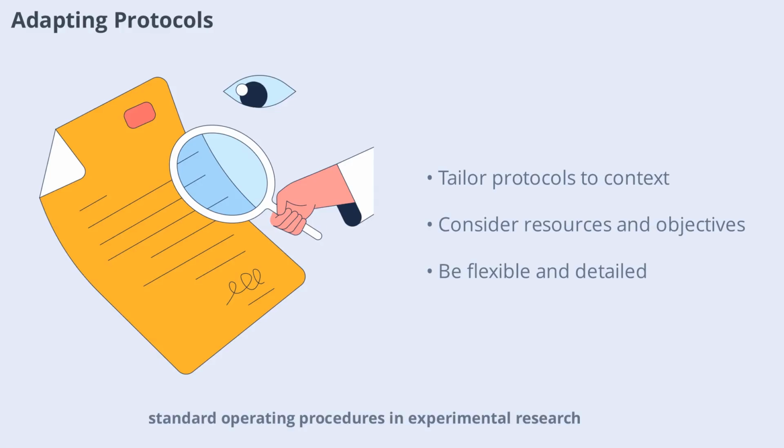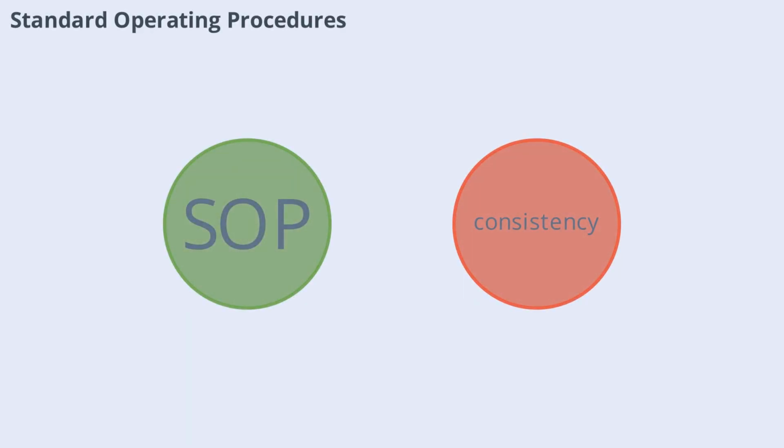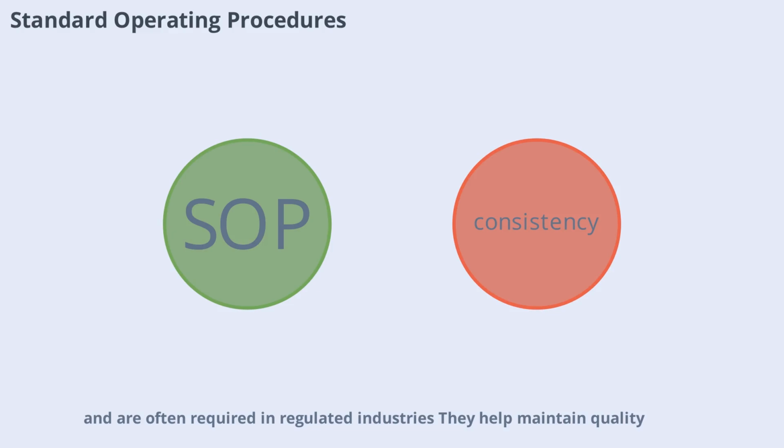Next, we'll discuss the role of standard operating procedures in experimental research. Standard operating procedures, or SOPs, are formalized protocols used to ensure consistency across experiments. SOPs outline every step in detail and are often required in regulated industries. They help maintain quality, safety, and compliance. Using SOPs can also streamline training and onboarding for new team members.